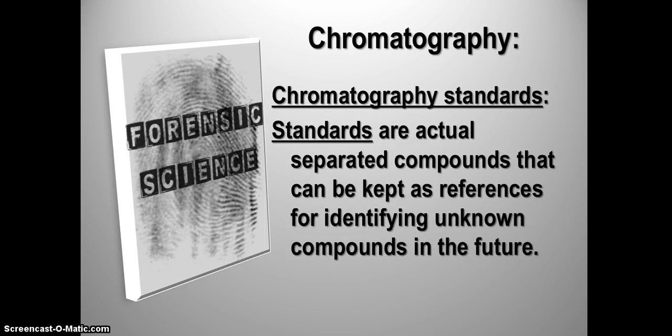You're going to be creating a set of chromatography standards in this lab. Standards are actual separated compounds that can be kept as references for identifying unknown compounds in the future. On the little strips of chromatography paper that you're going to use, you're going to separate out the compounds within an ink sample. You're going to tape those onto your lab, but later, once you receive it back, you're going to store it in your notebook and keep it as a standard. So when you receive an unknown ink sample, you'll be able to compare it to the standards you've created and hopefully identify the unknown ink sample.